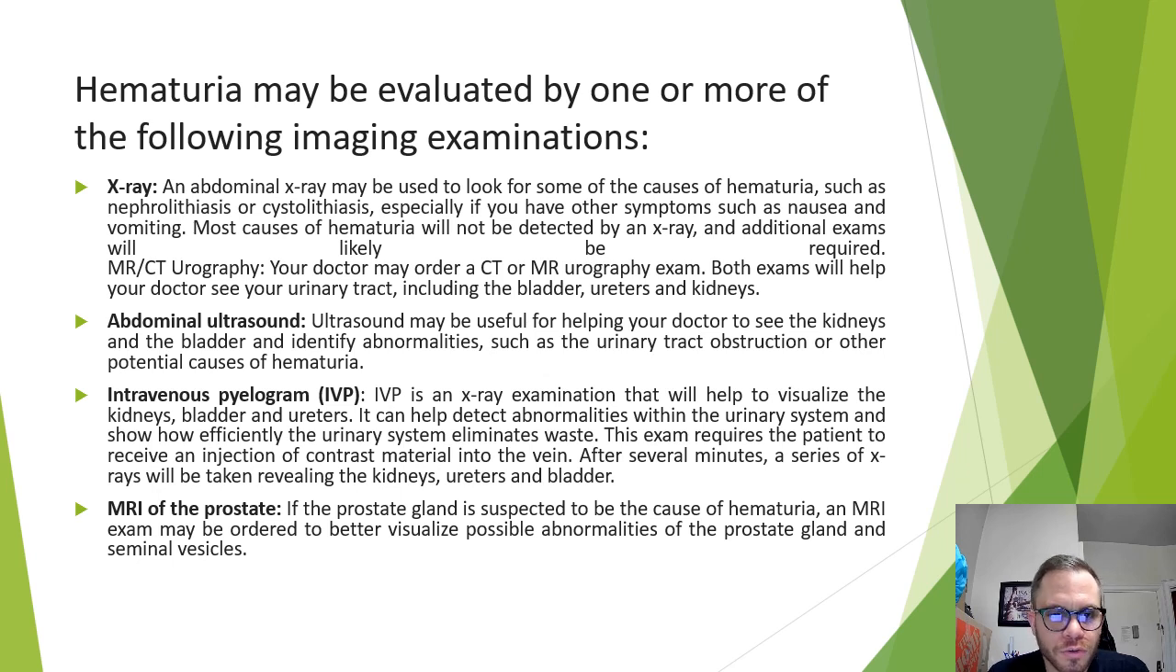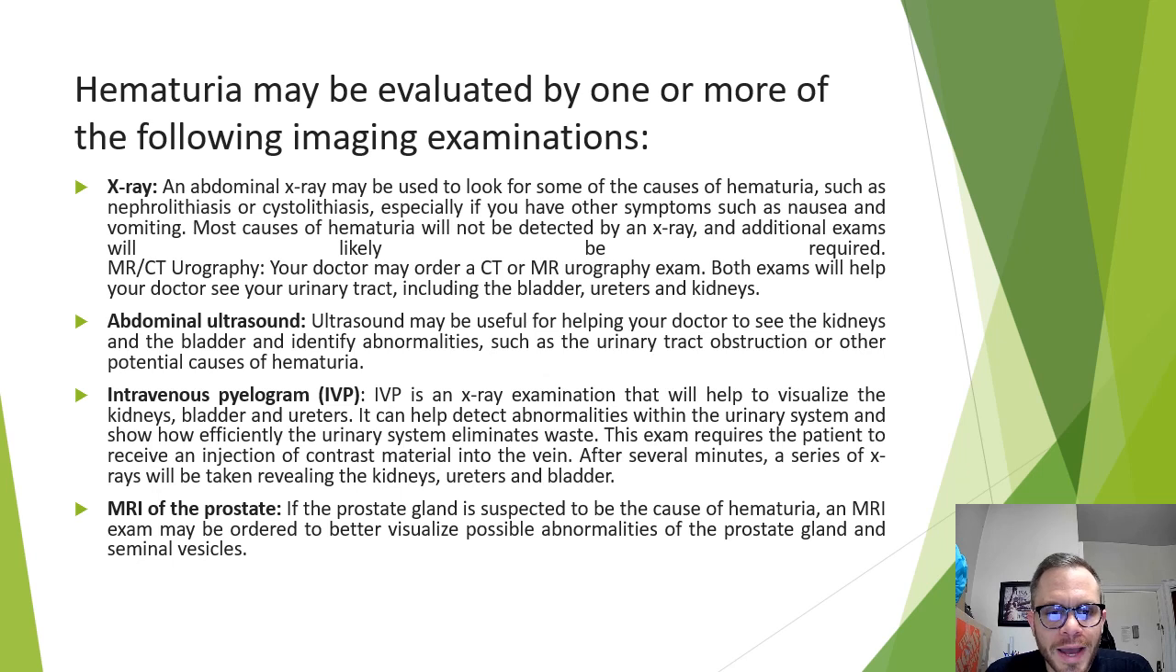MR or CT urography. Your doctor may order a CT or MR urography exam. Both exams will help your doctor see your urinary tract, including the bladder, ureters, and kidneys. Abdominal ultrasound is another exam that we perform. Ultrasound may be used to help your doctor see the kidneys and the bladder and identify abnormalities such as urinary tract obstruction or other potential causes of hematuria.